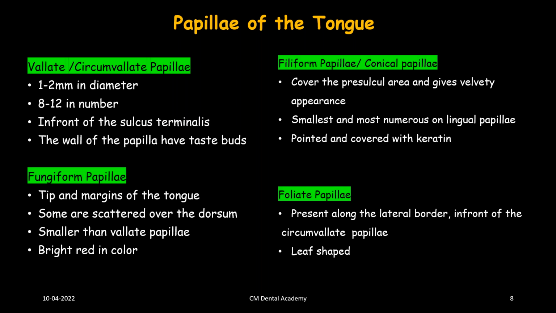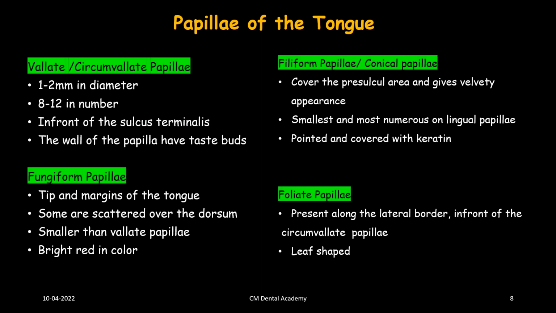So the circumvallate papillae has the taste buds. The fungiform papillae are present along the tips and margins of the tongue. Some are scattered over the dorsum. These are smaller than the vallate papillae and bright red in color. The filiform papillae are also known as conical papillae. These cover the presulcal area and are conical in appearance, smallest and most numerous. They are pointed and covered with keratin. Very easy to appreciate them.